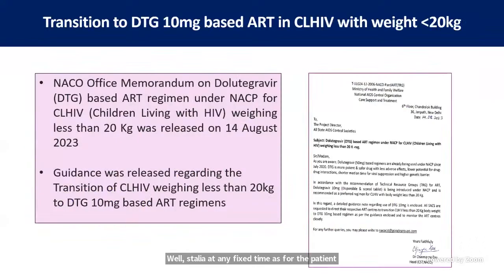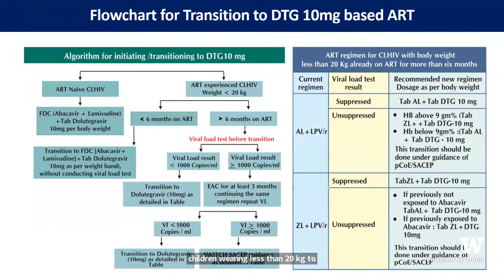Now, another question: all this time we are talking about ART-naive children. What about the children who are already on ART? We have to do the transition to DTG 10 milligram based regimen. The NACO office memorandum on DTG-based ART regimen under NACP for CLHAV weighing less than 20 kgs was released recently this year. The guidance was released regarding the transition of children weighing less than 20 kgs to DTG 10 milligram based ART regimen. So the algorithm is, if the child is ART naive, straight away start with abacavir, lamivudine and DTG 10 milligram as per the body weight.